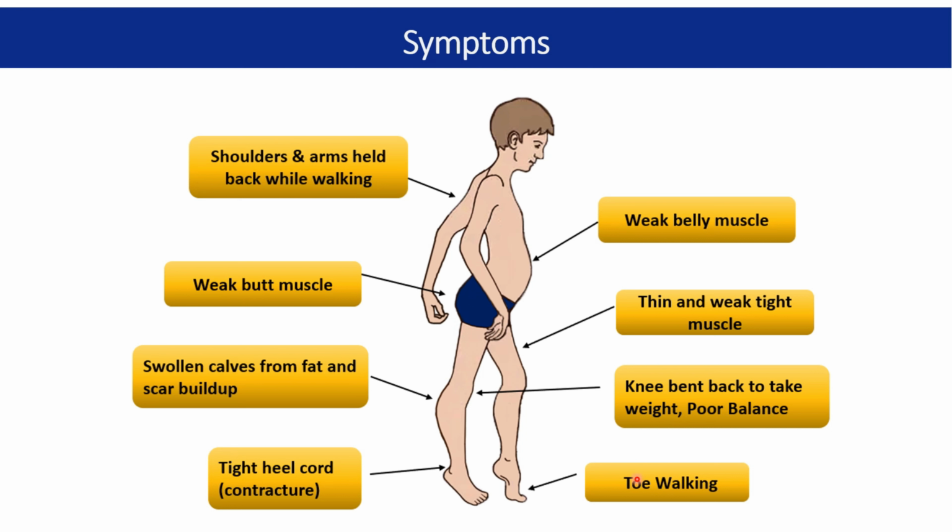And as I mentioned, toe walking is very common, and you will see a contracture of the heel cord and swollen calves. These are pseudomuscles, mostly deposition of fat and scar tissue. There are also very weak butt muscles, and the shoulders and arms are usually held back while walking. So these are the different symptoms you can find in kids with this muscular dystrophy condition.